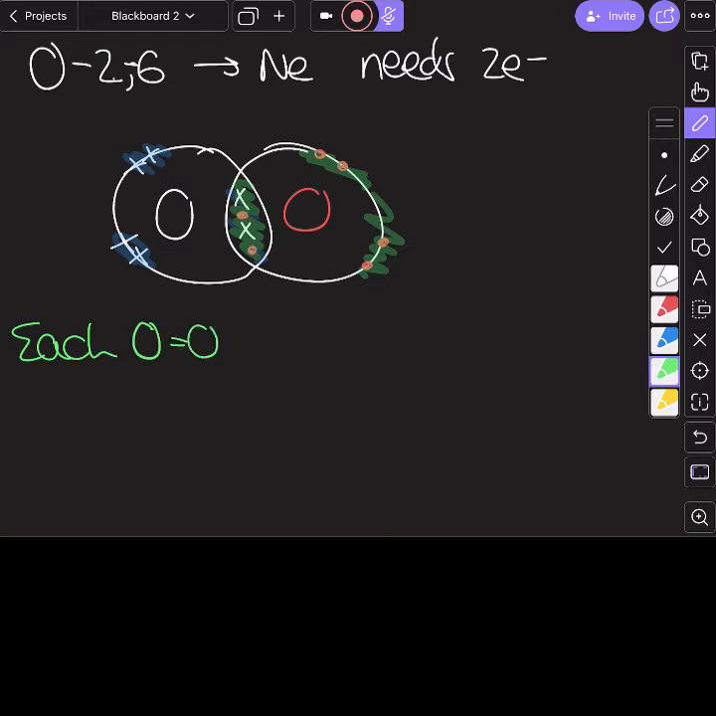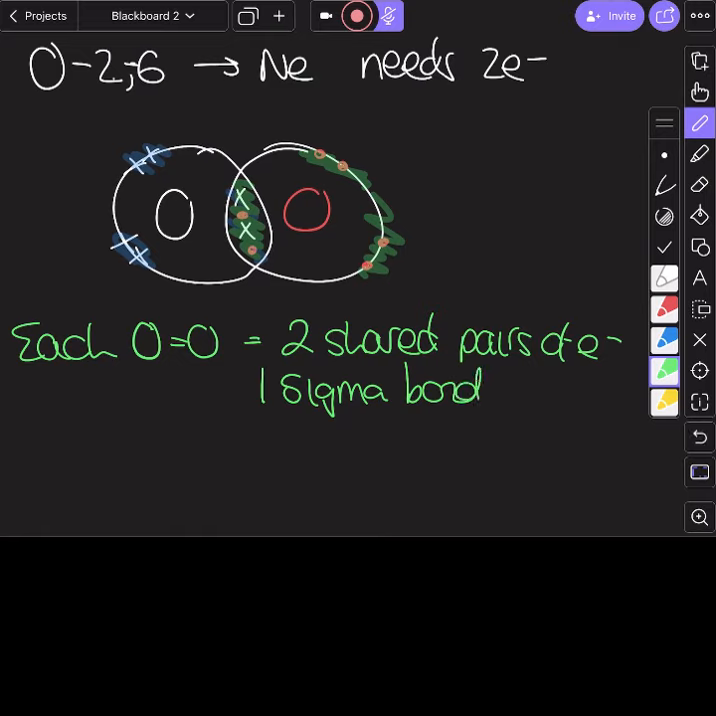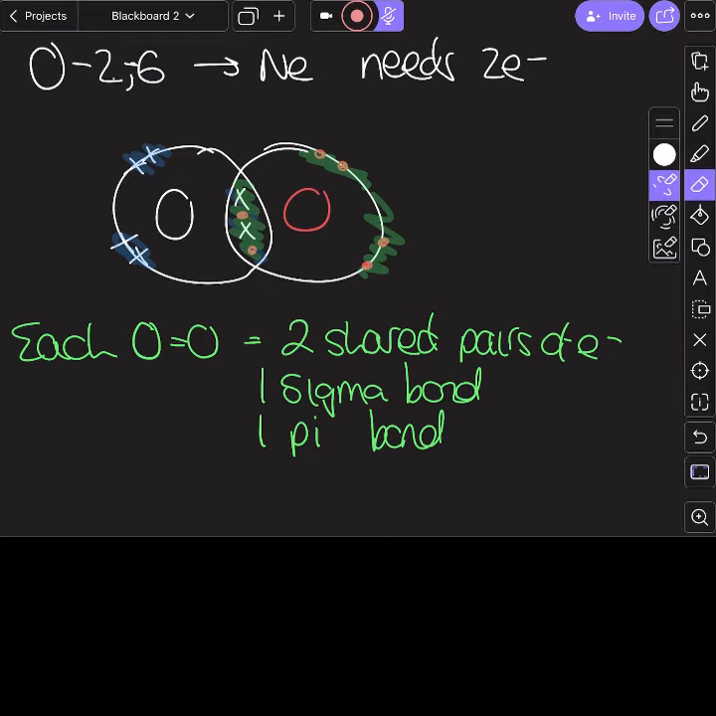Oxygen, so sometimes they can draw it like this, with the little equals being a shared pair. So each oxygen has 2 shared pairs of electrons, but in terms of describing the bonding, it is 1 sigma bond and 1 pi bond. So we'll come to this language again at a later date. So that is oxygen, a molecule of oxygen.